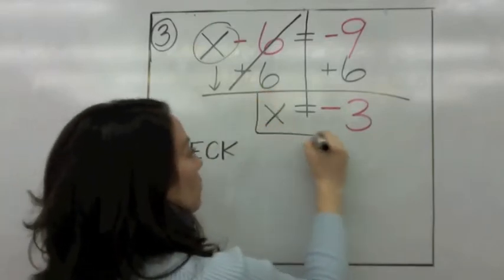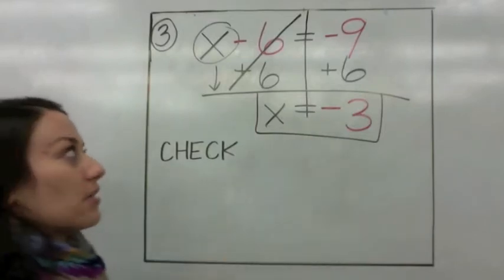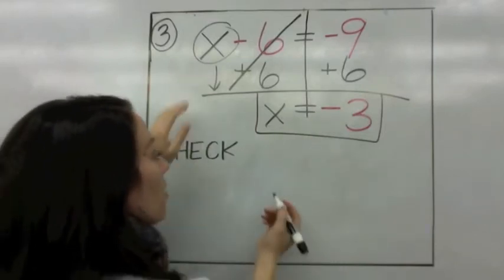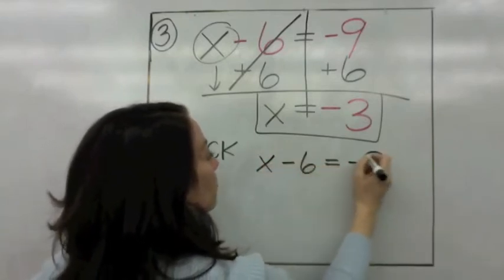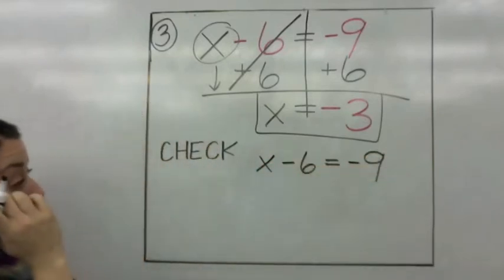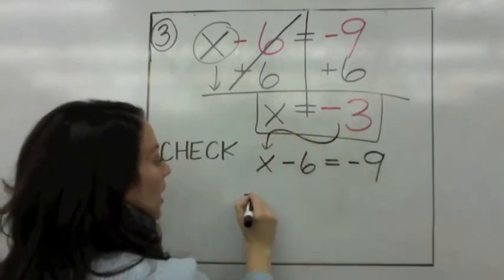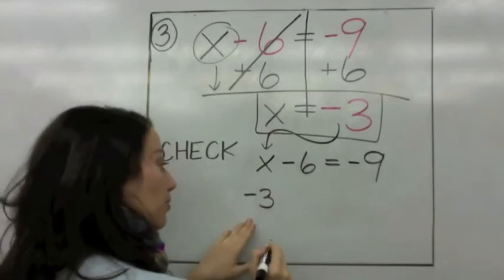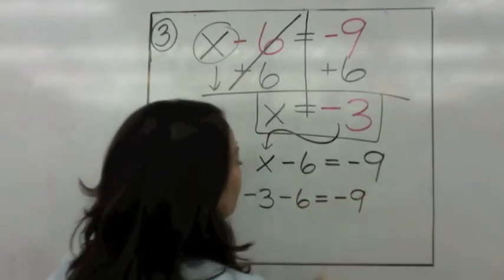X equals negative 3. Now we're going to plug in this value. Okay, we're going to substitute it in the place of x in the original equation at the top, which was x minus 6 equals negative 9. All right? Okay, so substitute negative 3 in the place of x, put negative 3. Is negative 3 minus 6, does that equal negative 9?